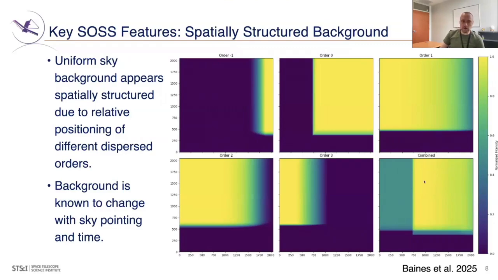We know this background changes with sky pointing and time, and in the recent pipeline update we will be including a background correction in the pipeline by default for SOSS that uses empirical observations to weight the background and appropriately subtract it.